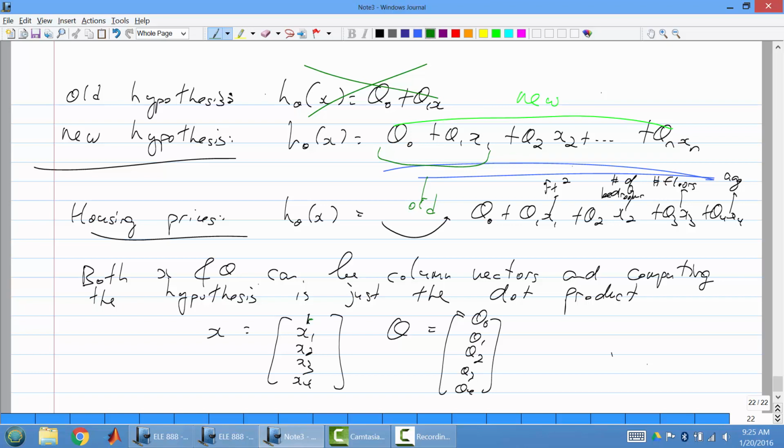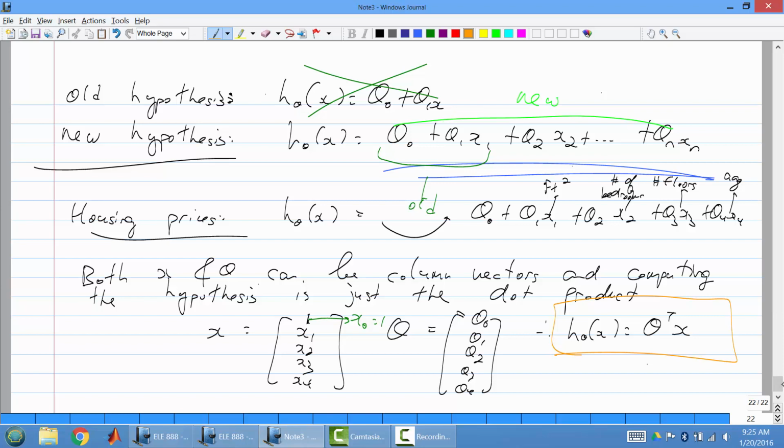Okay, so this is x0. It's usually 1 by convention, in order to get the bias in. And therefore the prediction is just theta transpose x. Okay, so that's how you compute it. This also generalizes to a single variable: it would just be a 1 by 2 with a 2 by 1, and then you can do a dot product that way.